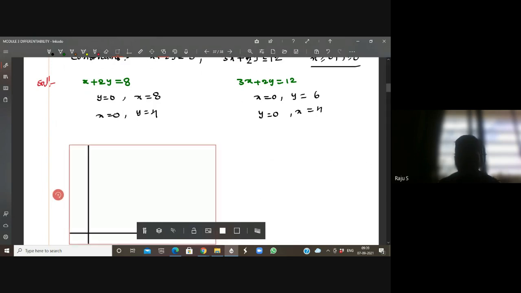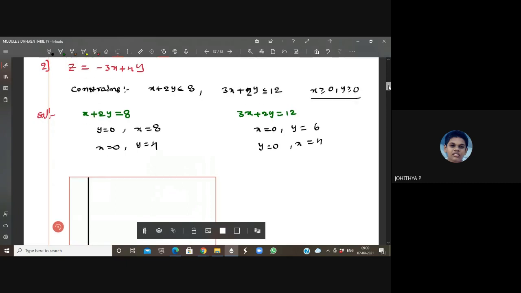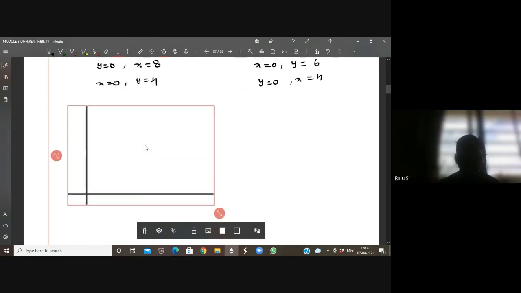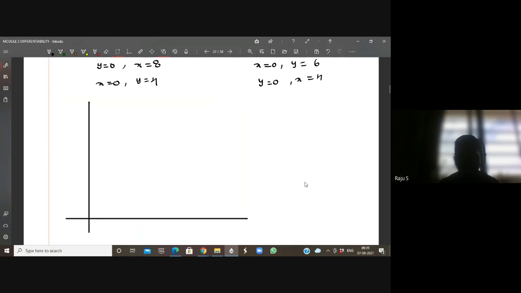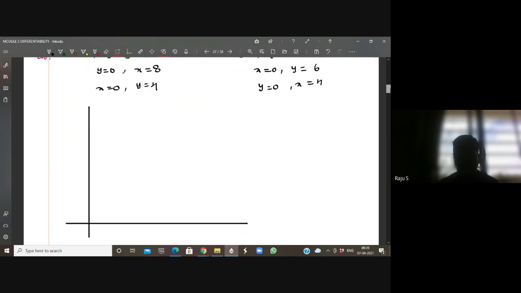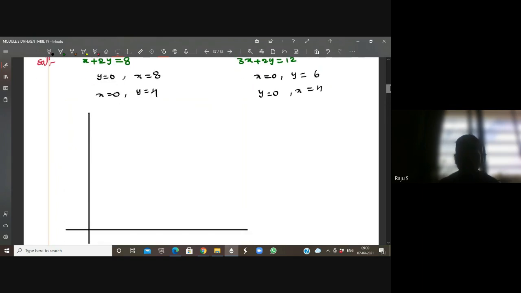Sir, can we do this in graph notes, sir? You have to do it in graph notes only. I'm explaining here roughly, but in examination, we have to use graph notes. Okay, here we got all the positive values.